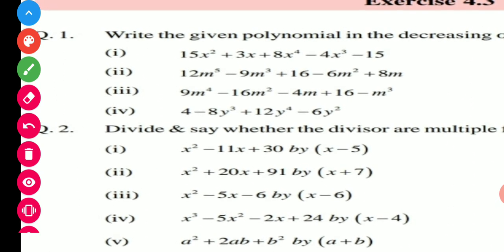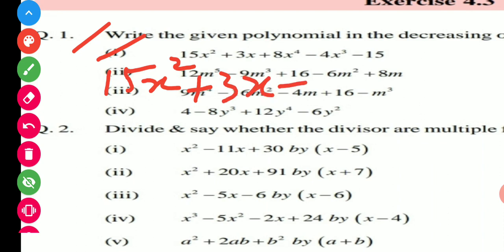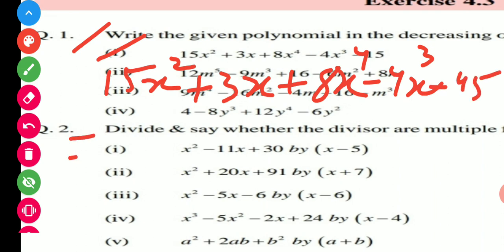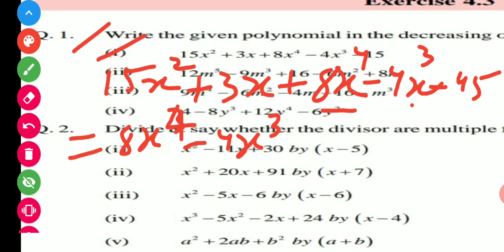So what will happen in this question? So come to the first part. There is 15 of x square plus 3 of x plus 8x to the power 4 minus 4x cube and minus 45. So first of all higher power is this one, so you can write 8x to the power 4, and then 4x cube, that is minus 4x cube.